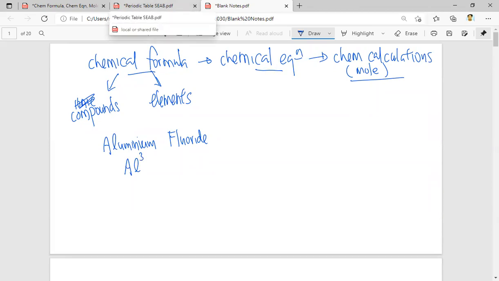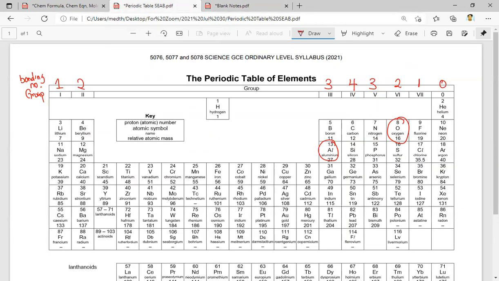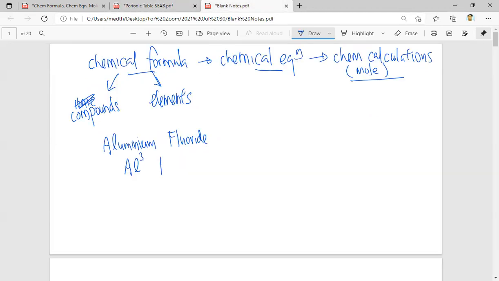Fluoride is actually fluorine. Fluorine is over here. Bonding number is 1. So I'm going to write F1. Next, this is not the chemical formula. I need to cross over first, then I can get the chemical formula. So once I cross over, I'm going to get Al1F3. So this is the chemical formula.